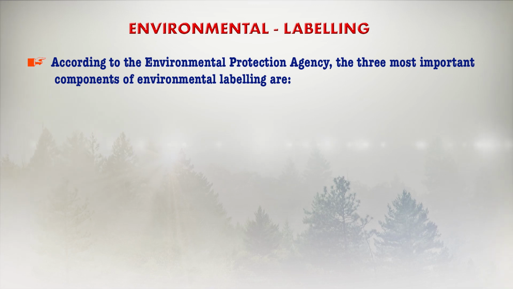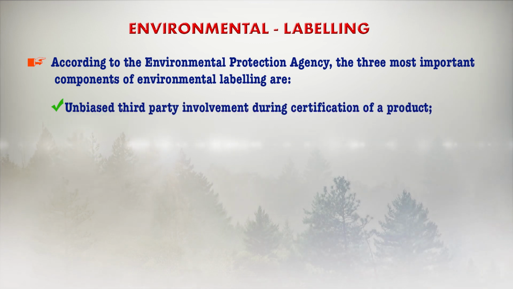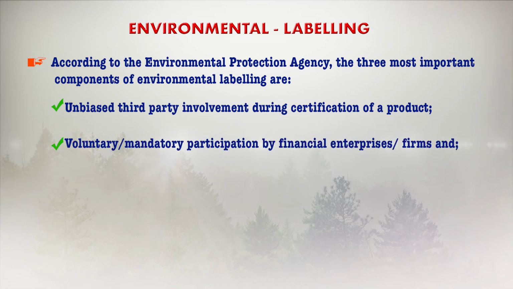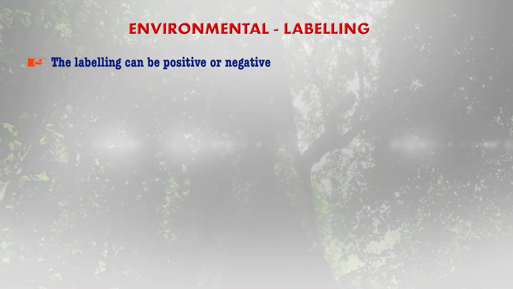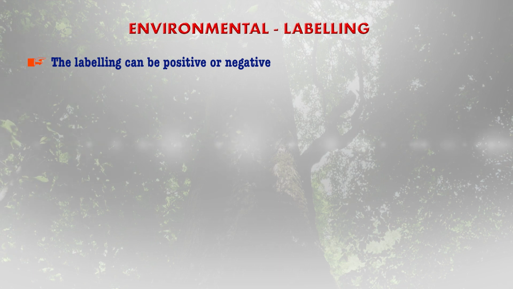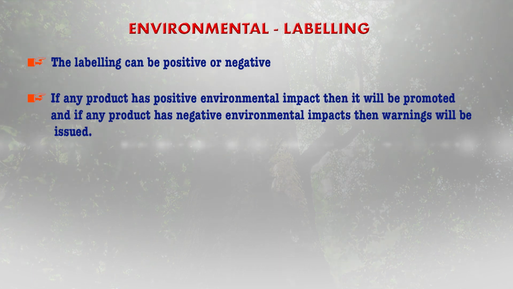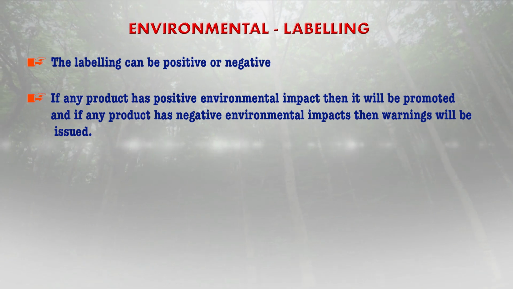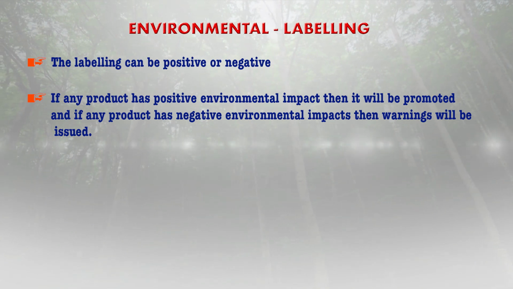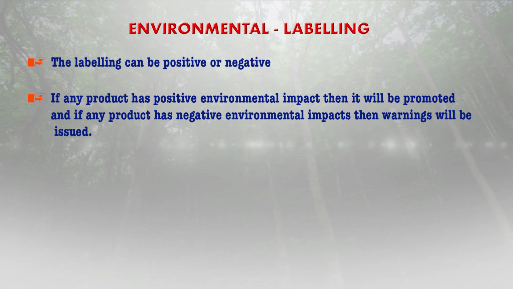According to the Environmental Protection Agency, the three most important components of environmental labeling include an unbiased third party involvement during the certification of any product. Then there is voluntary and mandatory participation by financial enterprises and firms, and the labeling can be positive or negative. If the product has a positive environmental impact, then this product will be promoted. If the product has a negative environmental impact, then some warnings will be issued.